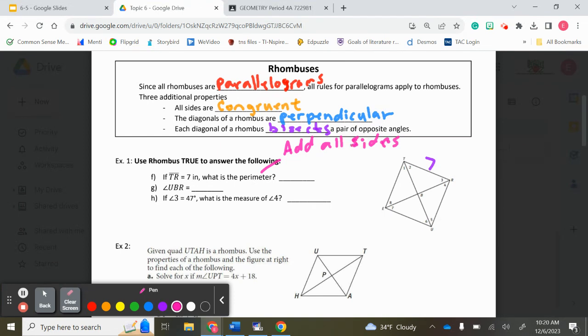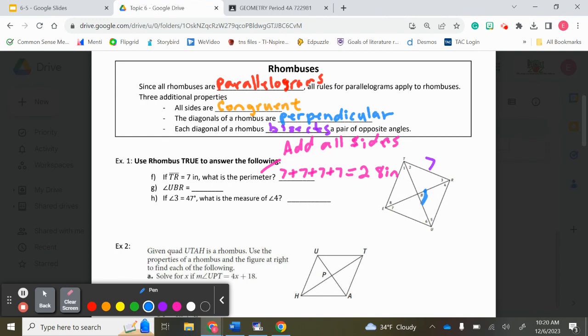So to find the perimeter of TRUE, we're going to do 7 plus 7 plus 7 plus 7, which gives us a total of 28. Very good. 28 inches. All right. Angle UBR. If we look here, we're going from U to B to R, so they're talking about this angle right here.